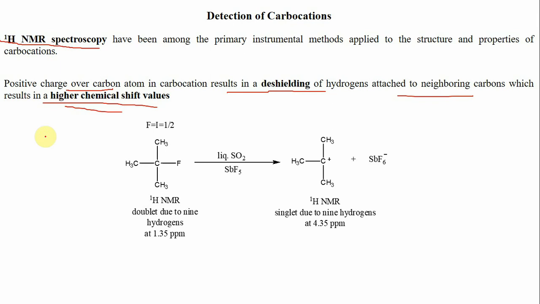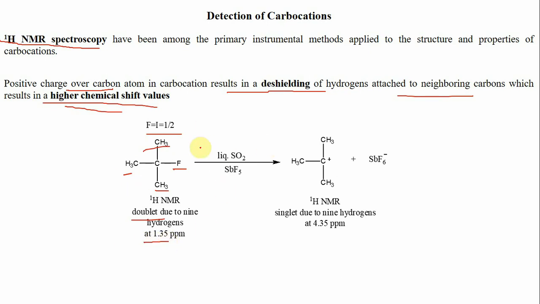For example, if you have this substrate, which is a tertiary butyl fluoride substrate, and if you record the 1H NMR spectrum of this substrate, you will get a doublet due to the 9 methyl hydrogens. These 3 methyl groups or 9 methyl hydrogens are equivalent to each other, and they give rise to one signal. Their signal gets split into a doublet due to spin coupling with this fluorine, which also has a nuclear spin quantum number of half. So this signal due to the 9 methyl hydrogens appears at a chemical shift value of 1.35 ppm.